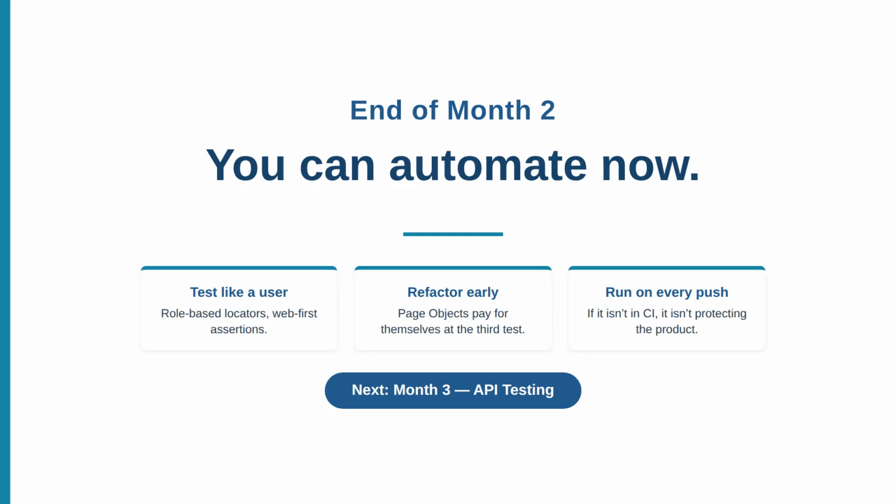Month 3 is API testing. You will learn to test the backend directly, making HTTP calls, asserting on response codes and payloads, and testing the contract between your front end and backend. Everything you learned about test design, equivalence partitioning, boundary values, and structured execution applies. You will just be testing a different layer of the system.